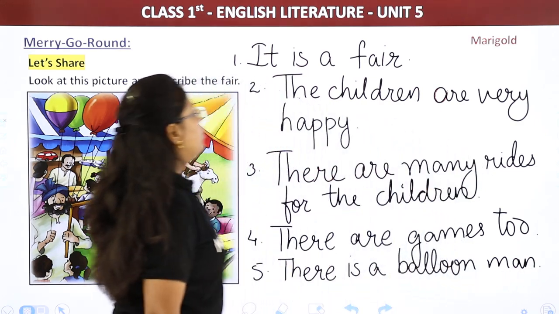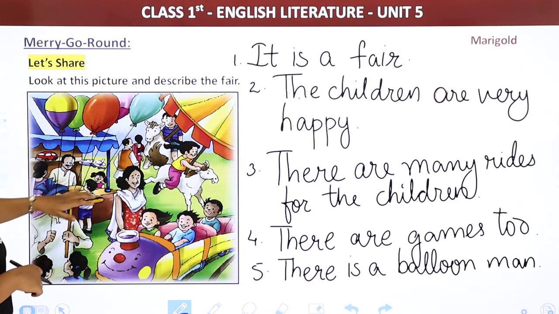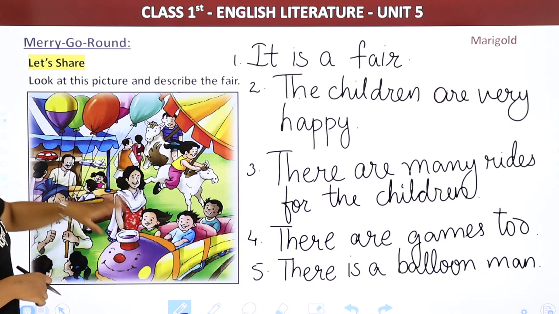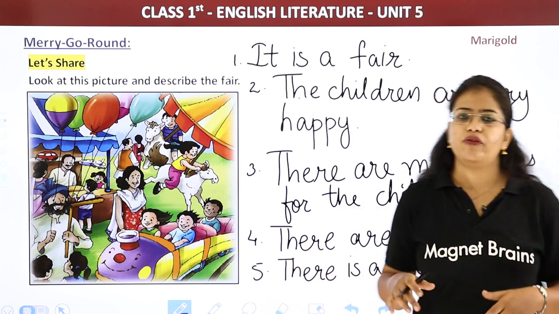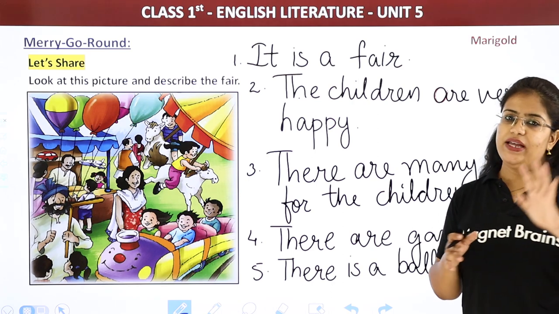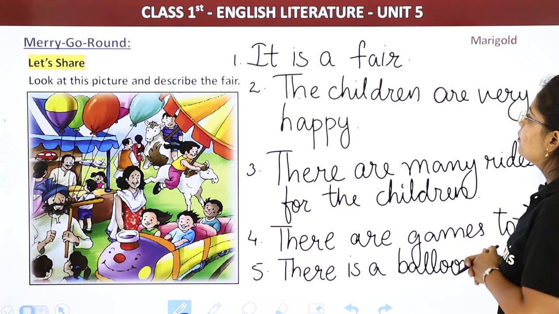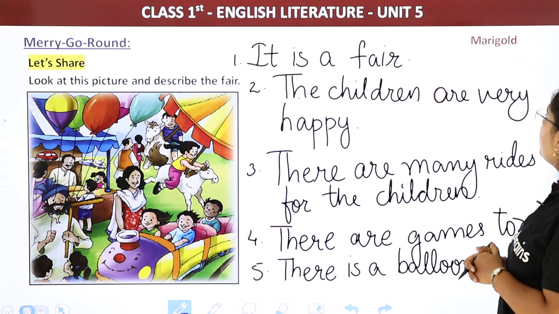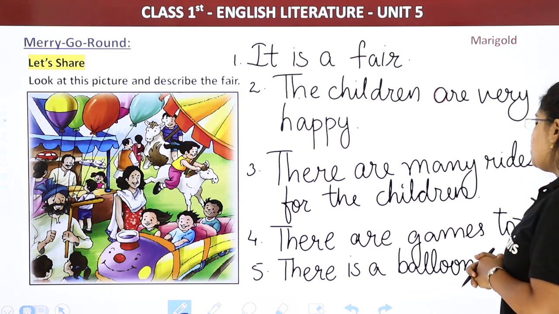Theek hai? So, it is a fair, the children are very happy, there are many rides for the children, there are games too, and there is a balloon man. Theek hai? Ek balloon man hai, bahut sare games hai, rides hai, bachche bahut khush hai. Theek hai? So, these are 5 sentences for fair. You can see it as a composition. You have 5 sentences on the fair.